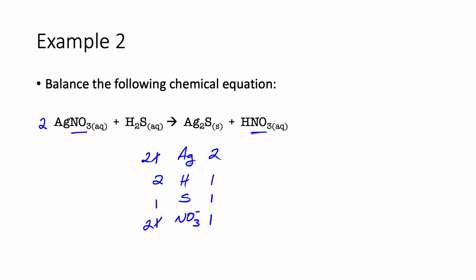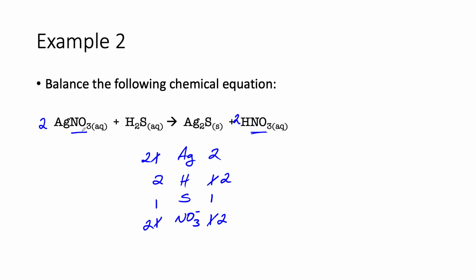Now we need to worry about nitrate. We have 2 nitrates on the left. We need 2 on the right. Total of 2. So to do that, we change the number in front of here to a 2. Now we have 2 NO3 minuses, and we add additional hydrogen to the right. And voila, now we have it balanced.